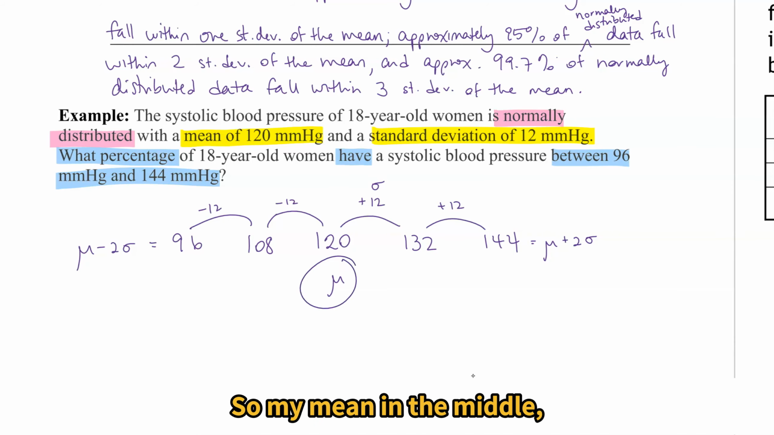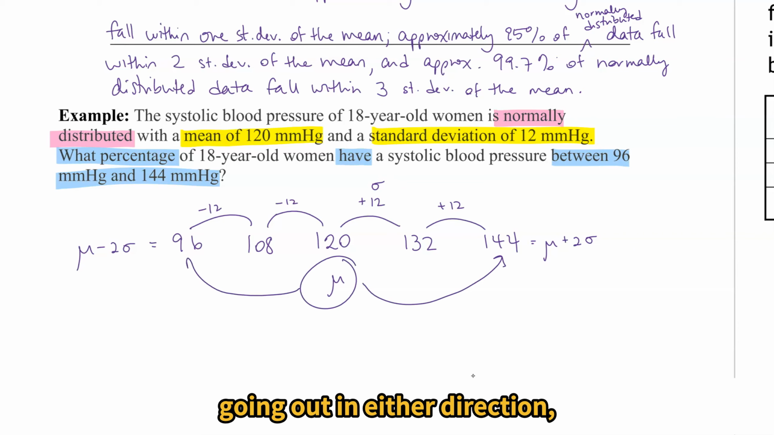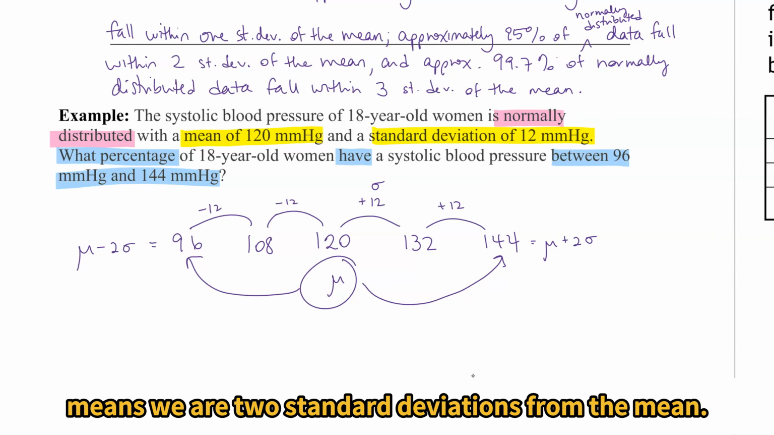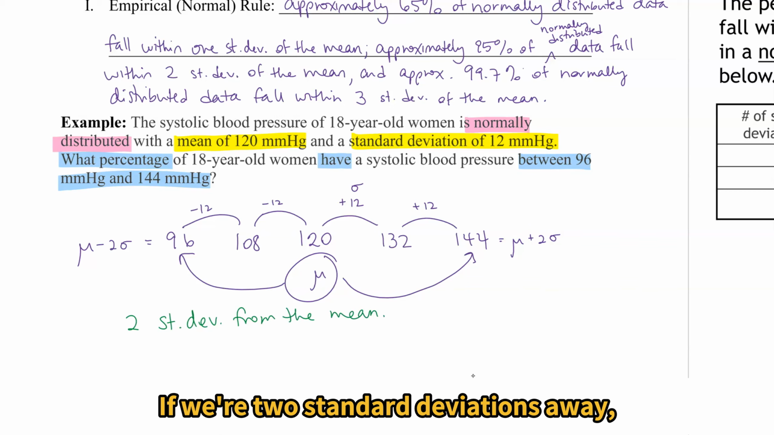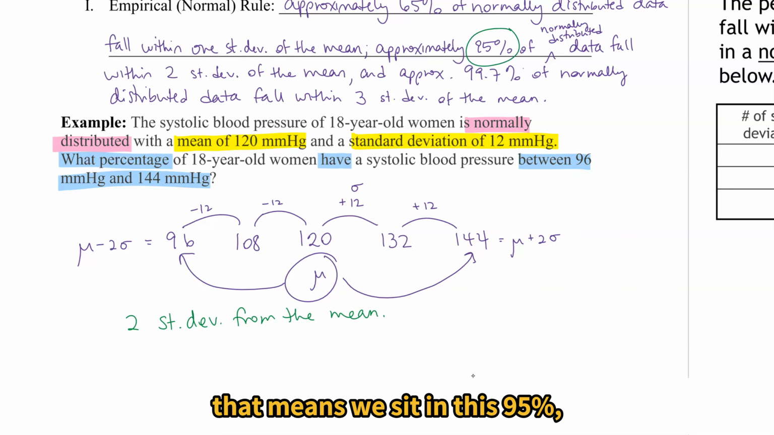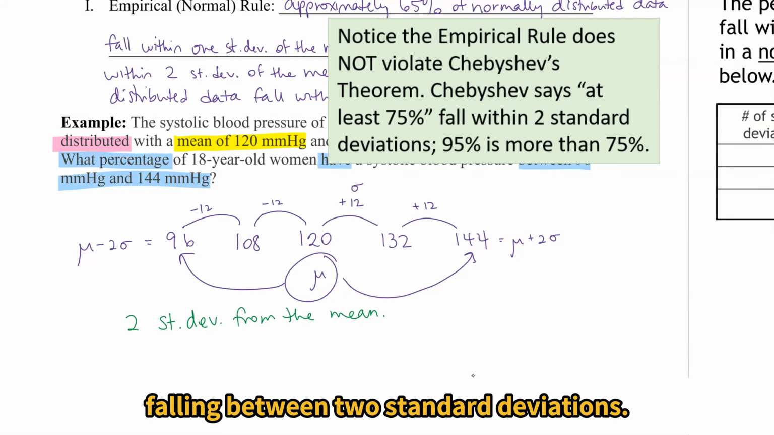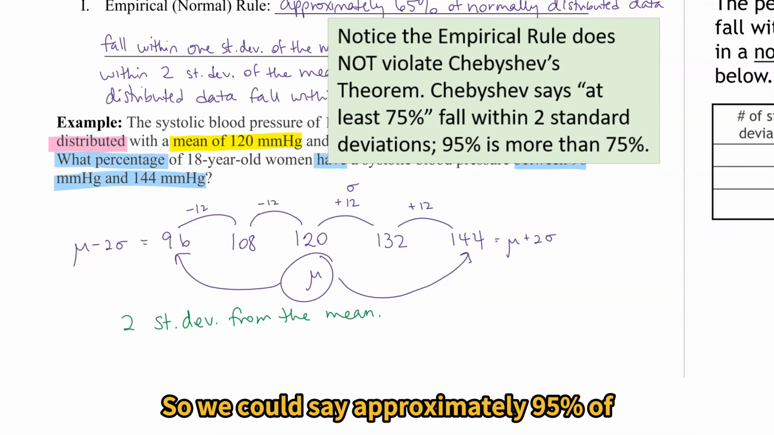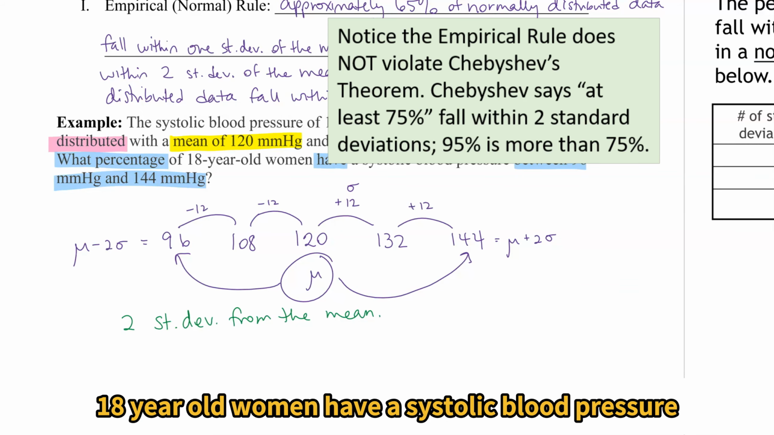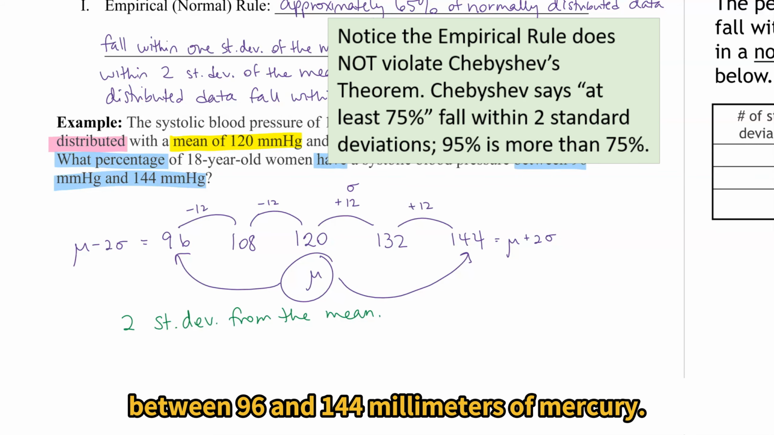So my mean in the middle going out in either direction means we are 2 standard deviations from the mean. If we're 2 standard deviations away, that means we sit in this 95% falling between 2 standard deviations. So we could say approximately 95% of 18-year-old women have a systolic blood pressure between 96 and 144 millimeters of mercury.